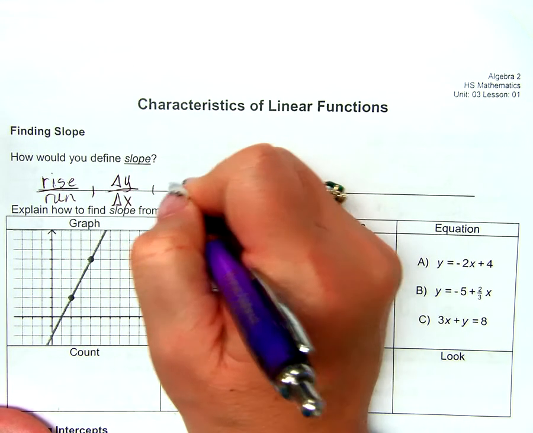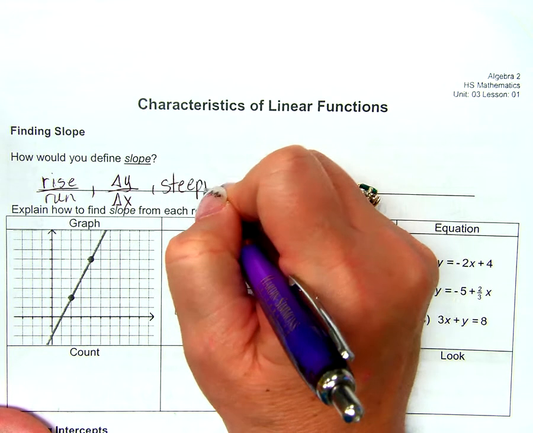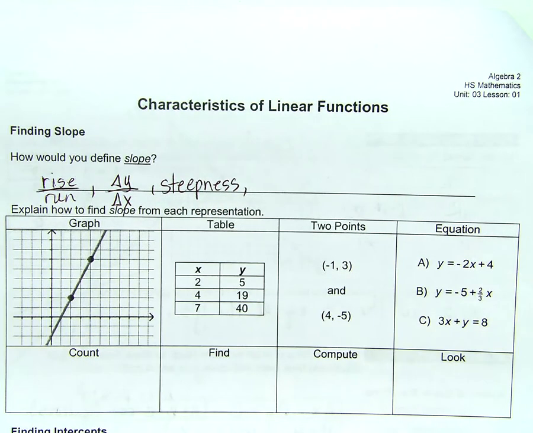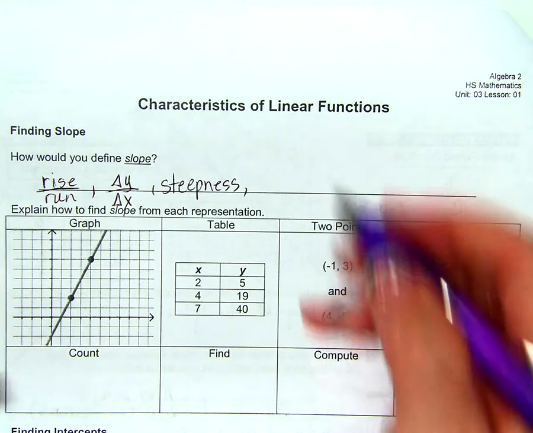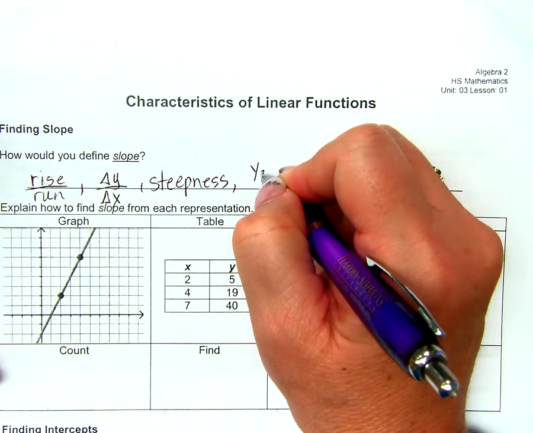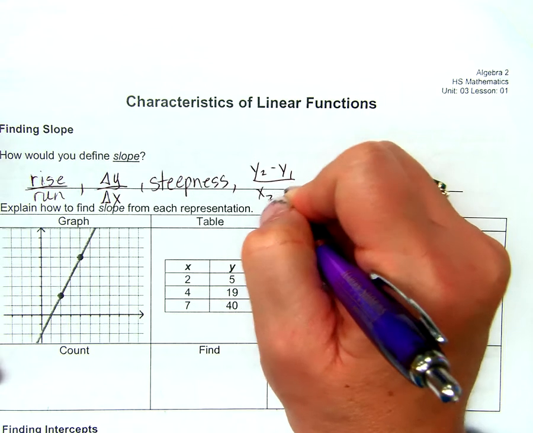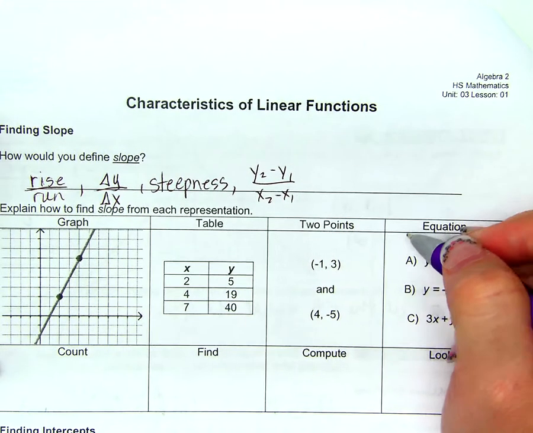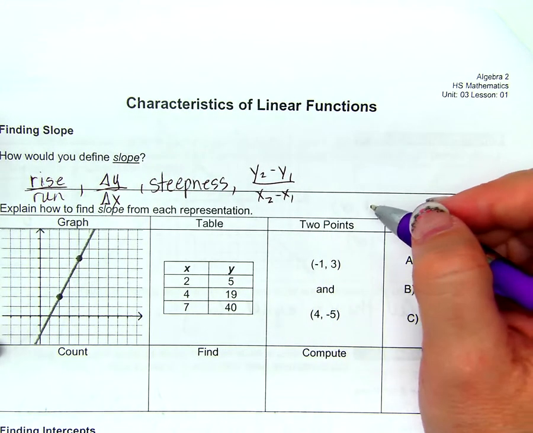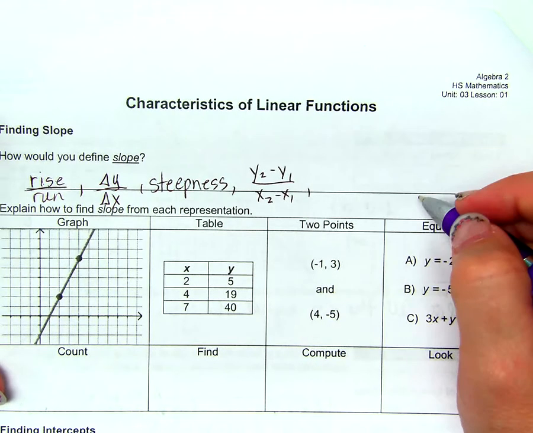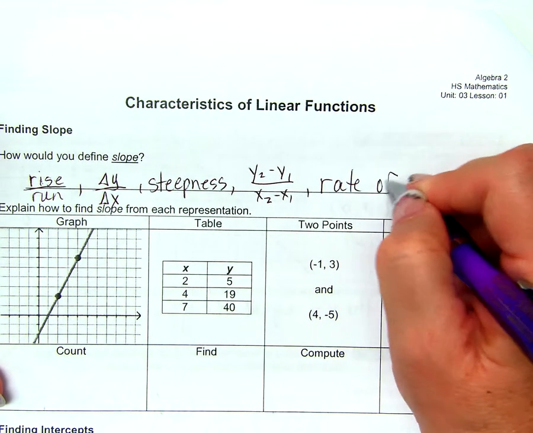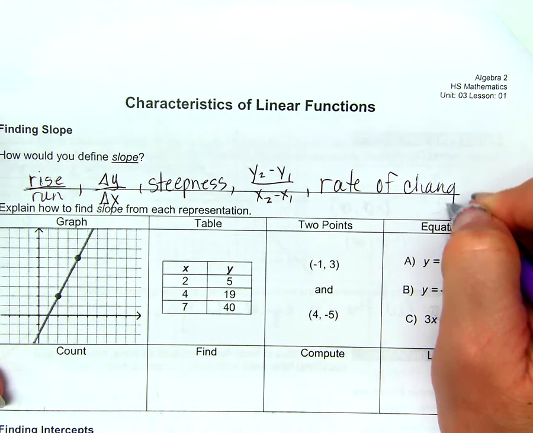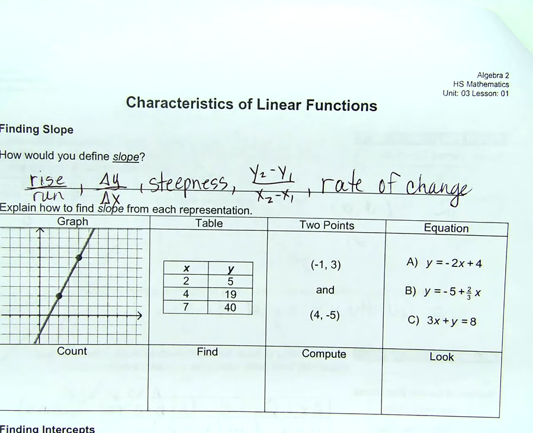I just heard another one. Let me write it down. The steepness. y2 minus y1 over x2 minus x1. That's the actual slope formula. I'm okay with that. One more that's super important. We'll just go with 5 for today. Is that okay? Rate of change. Okay?